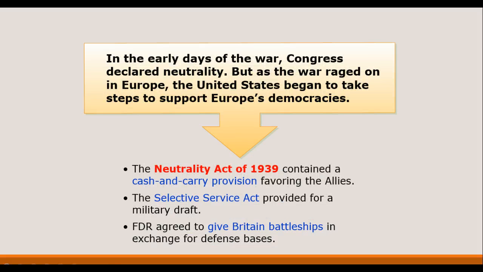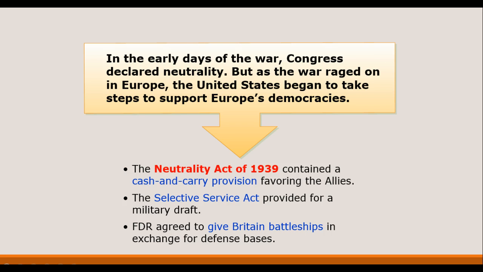Congress, at the beginning of this war, declares neutrality. They're like, listen, we already said before we wouldn't get into this again. And then they're like, well, we should maybe help these European democracies, so we'll pass the Neutrality Act. And that's going to be passed in 1939. And it contains a cash and carry provision. So, if Britain or France or any of the Allies wanted weapons, they had to come to the United States with cash and purchase them.